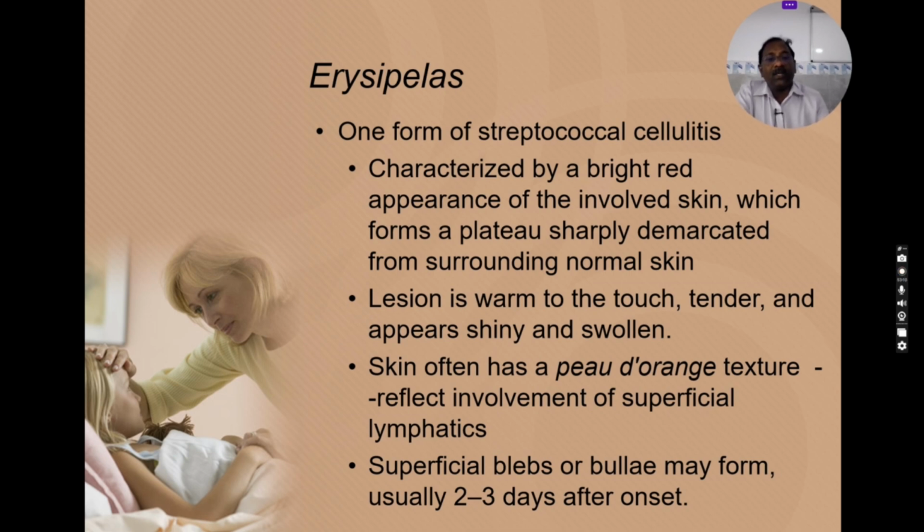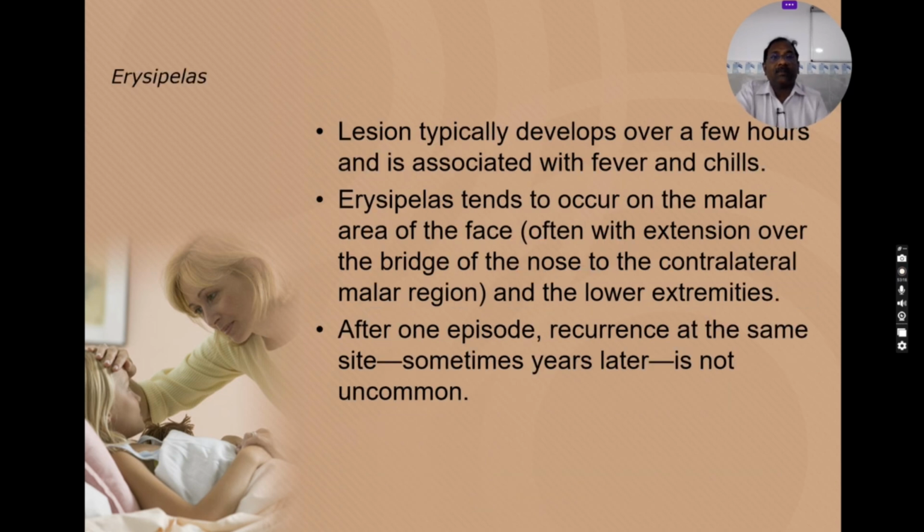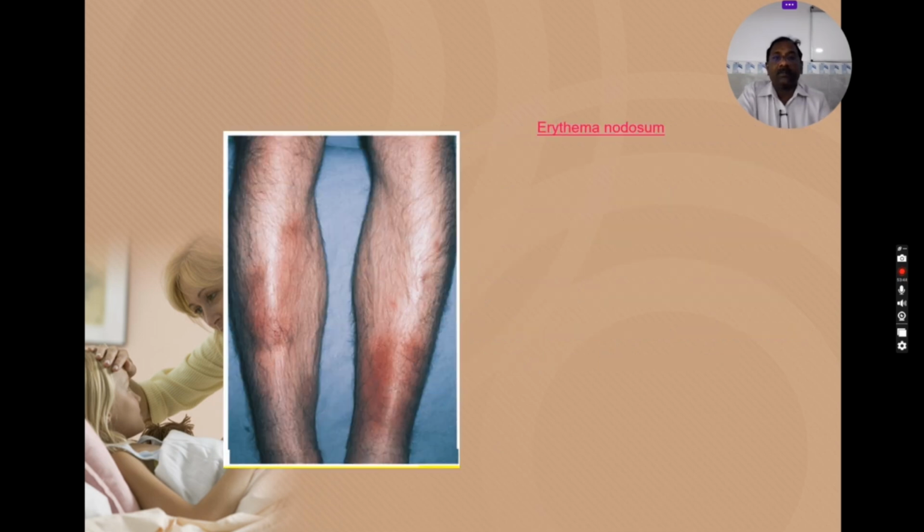Superficial blebs or bullae usually appear 2 to 3 days after the onset. These lesions of erysipelas typically develop over a few hours and are associated with fever and chills. Erysipelas tends to occur on the malar areas of the face, often with extension over the bridge of the nose to the contralateral malar region, and on the lower extremities. After one episode, recurrence at the same site, sometimes years later, is not uncommon. See here, there is an erythema nodosum.